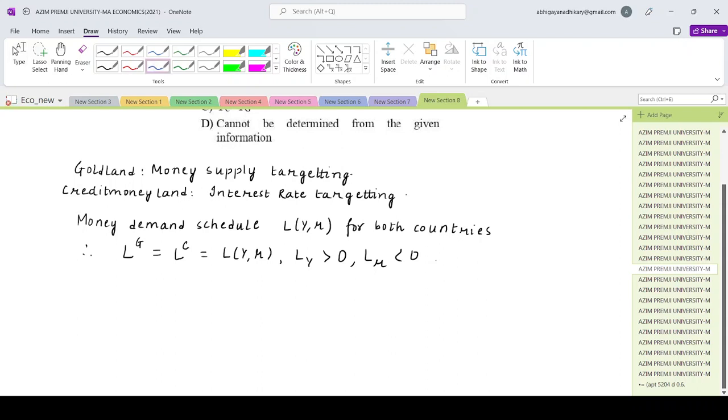So there are two important things. For Gold Land, what will happen? Gold Land follows money supply targeting. That means it will modify the level of money supply in the economy, and the interest rate will adjust automatically. If you look at the graph that we can possibly draw, let me just redraw this.